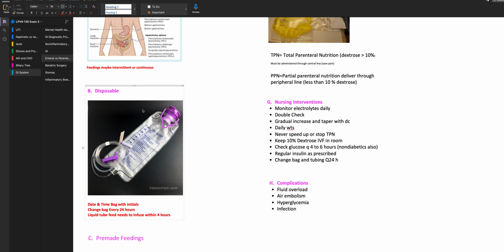Okay, so you're going to date and time the bag with your initials. You change this bag every 24 hours. The liquid you put in needs to be room temperature, because if it's too cold, the patient's going to have cramping, right? You're going to put it in. It can only stay in for 4 hours. In other words, you only put enough in for the next 4 hours because it could get bacteria in it.